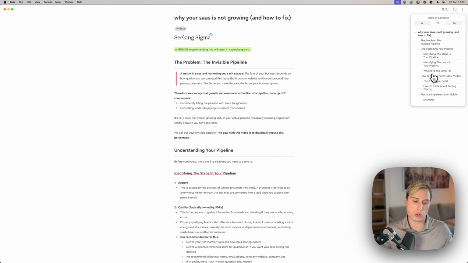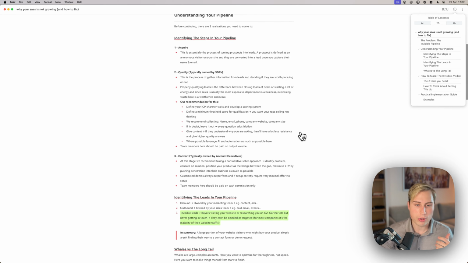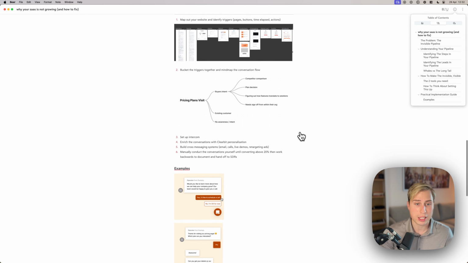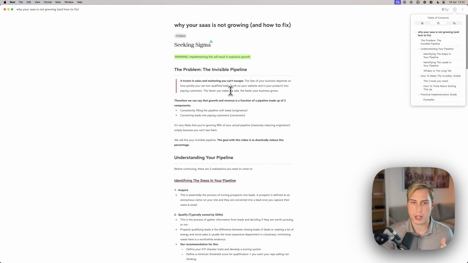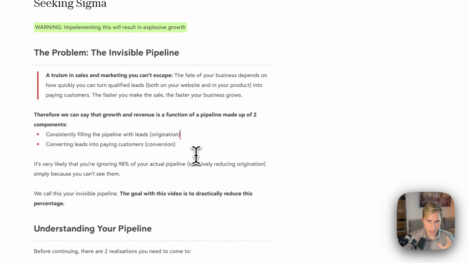And then after I've shown you the problem, I'm going to show you the solution to your problem, which is how to make the invisible visible, and give you some tools and then a practical guide on setting it up. And then again, I practice what I preach. So I'm going to show you the practical implementation of this, literally step by step. And then we'll show you some examples and things. Right, so let's jump into it.